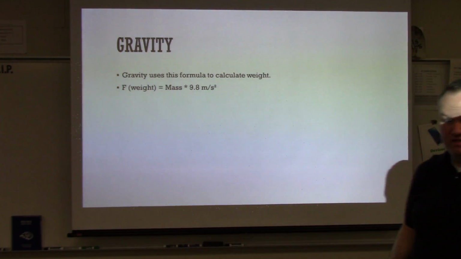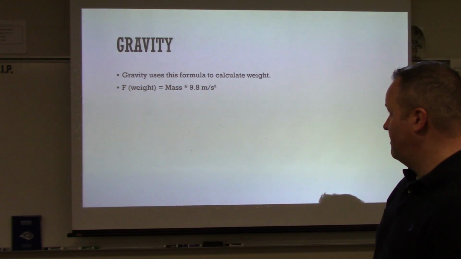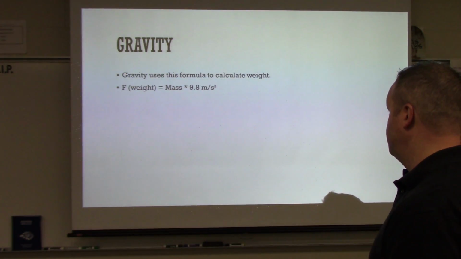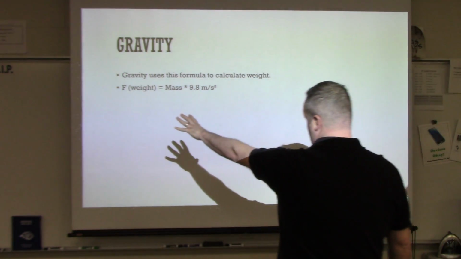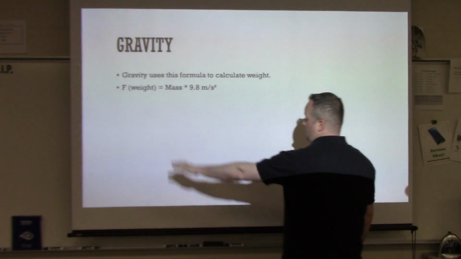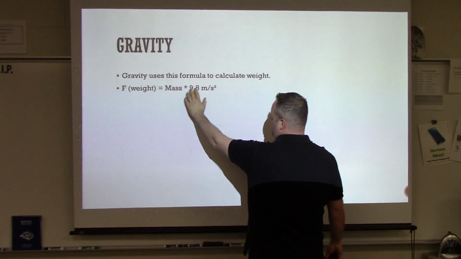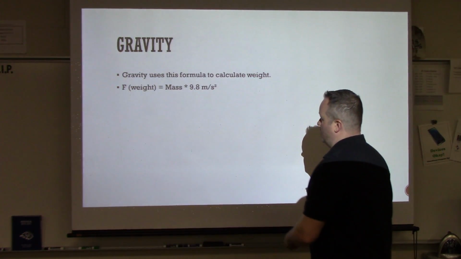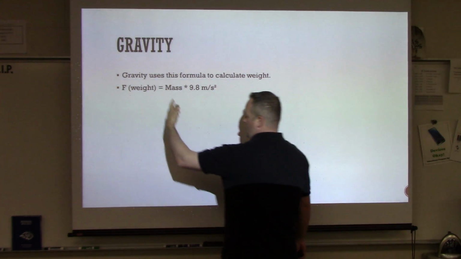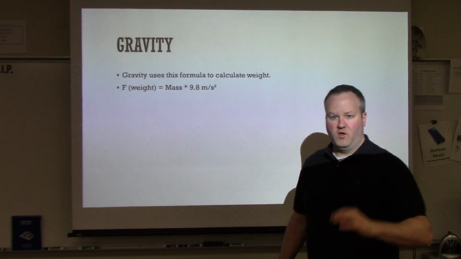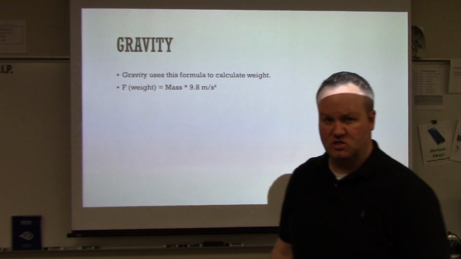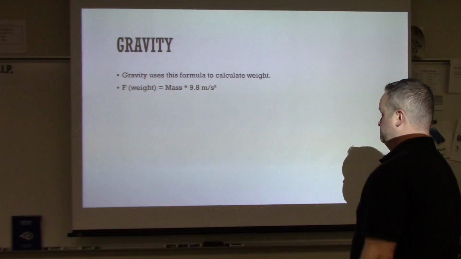Gravity is something interesting to take note of, because gravity uses this formula. When we want to calculate weight, weight is going to be mass times acceleration due to gravity. So 9.8 meters per second squared times mass is how we derive weight. Remember that weight is a force, and as such it is measured in newtons.